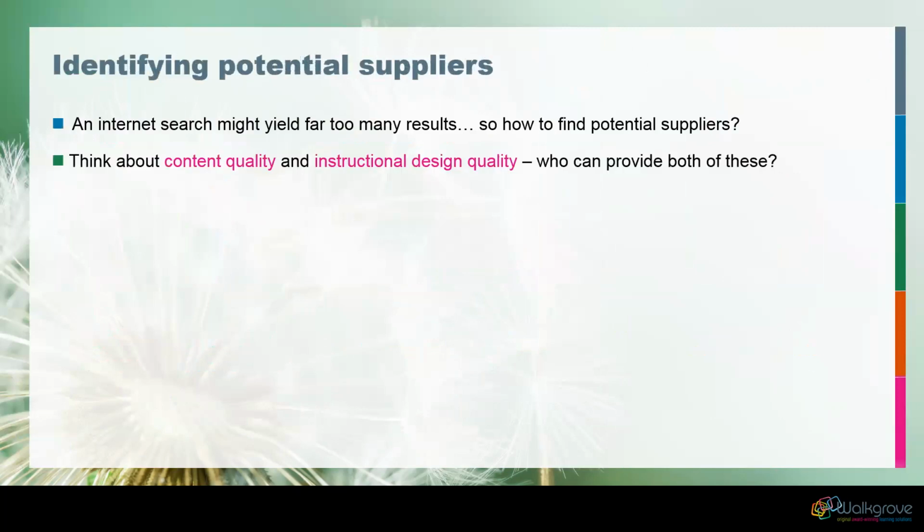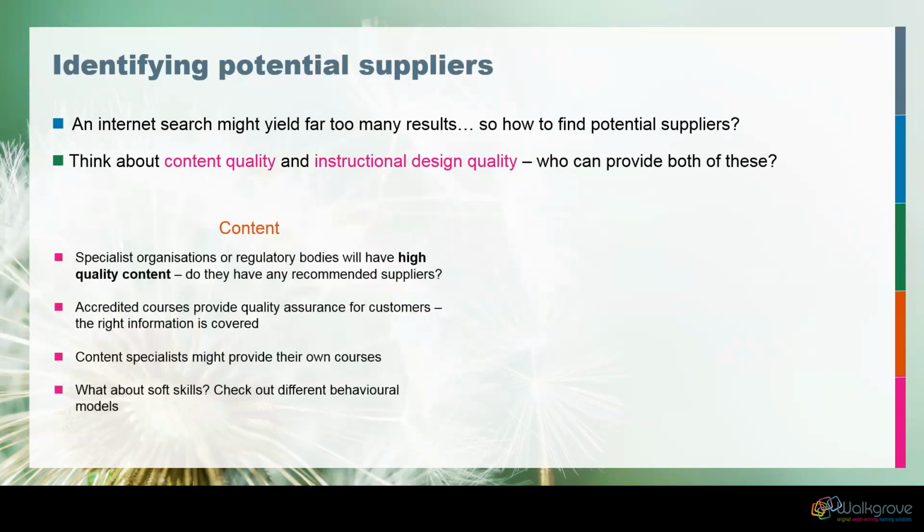So, identifying potential suppliers. An internet search I ran on health and safety e-learning came up with close to 1 million hits, something along those lines. So you can see there's a lot of stuff out there. How the heck are you supposed to sift through? I think the two things that you really need to consider are content quality and instructional design quality. These are both important, perhaps equally so. So you want to look for a supplier who can provide both of these.